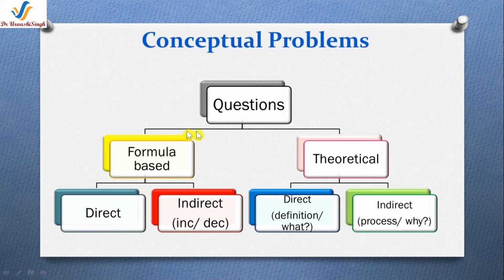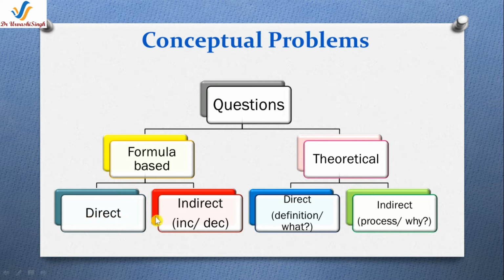Let's start with the conceptual type of questions. To simplify the solving process, you should understand that there are two major types of conceptual questions, and they are formula based and theoretical questions. Formula based questions can be asked in two ways, either directly or indirectly. Direct questions are ones in which there is no twist, and if you know the formula, its variables and units, then you can answer it within 10 to 15 seconds.